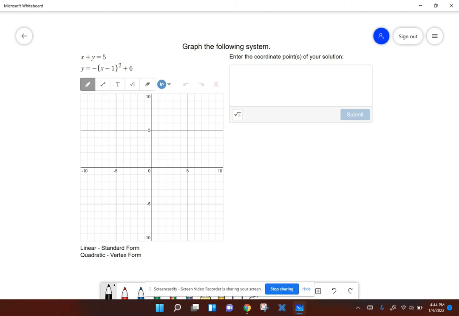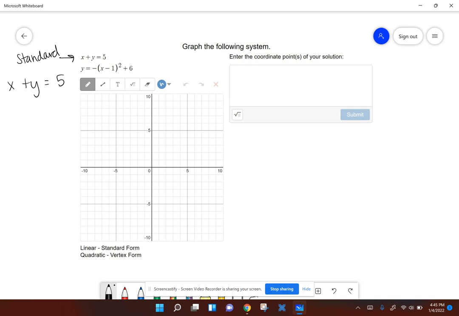Hey guys, this is slide number 3 or problem number 2 from your Desmos. This first equation is the linear equation. This is in standard form of a linear. In order to graph this kind, you have two options. You could get y by itself and put it in slope-intercept form, or you can plug in zeros for your x and y to find our x and y intercepts. So I'm going to go ahead and do that method.